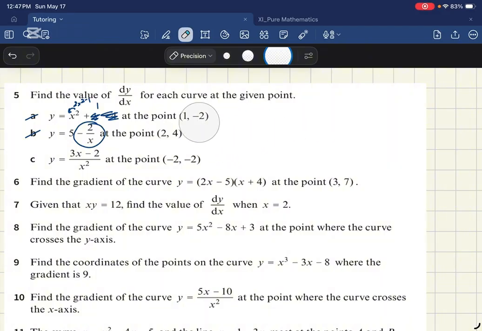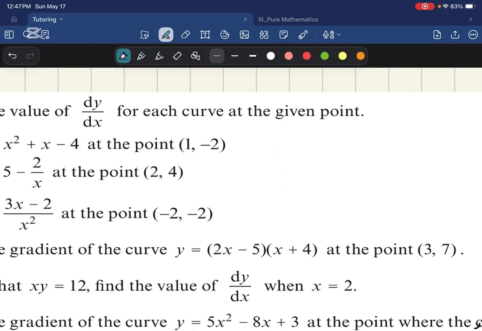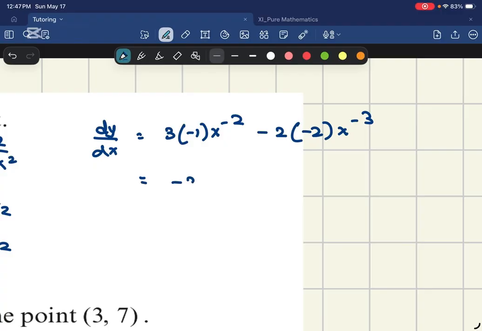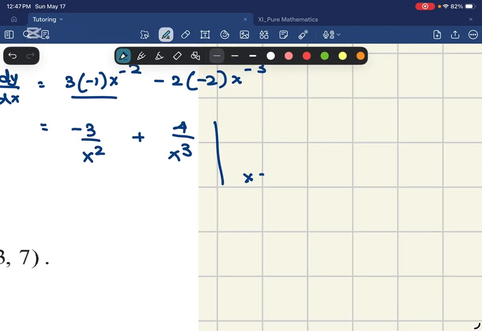And for C is the same procedure. So y, I can write it as 3x over x squared minus 2 over x squared. So I can write this as 3 over x minus 2 over x squared, which is just 3x to the power minus 1 minus 2x to the power minus 2. And now dy by dx is going to be minus 3x to the power minus 2, right? If I differentiate the first term, plus 4x to the power minus 3 if I differentiate the second term. So I get minus 3 over x squared if I simplify this, and I get plus 4 over x cubed. And I need to substitute x is equal to minus 2.